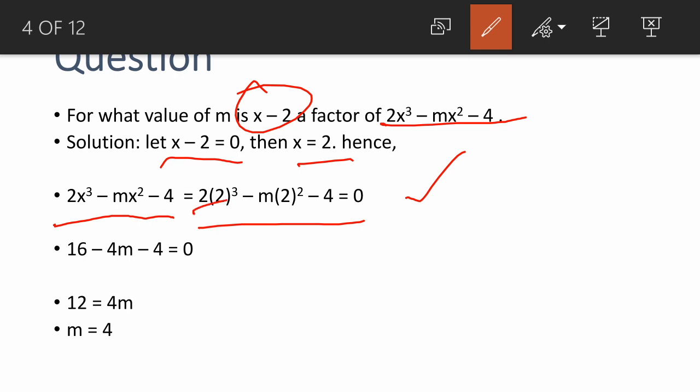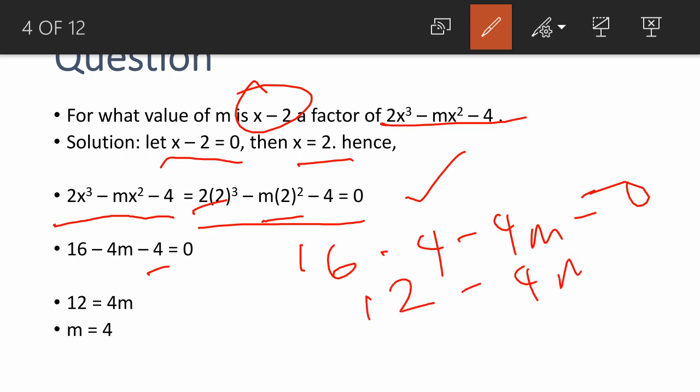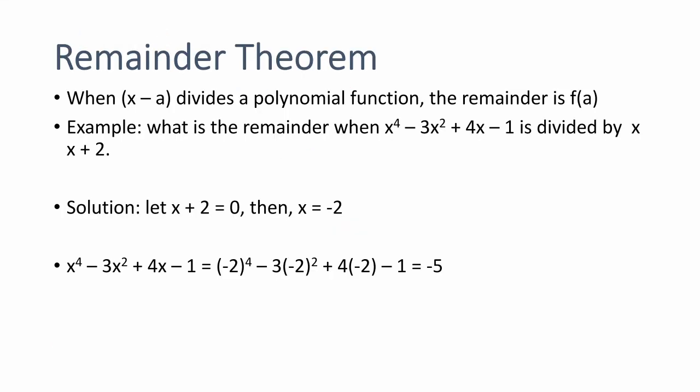Okay, so 2 times 2 cubed is 16. 2 squared here is 4, so minus 4m. Then we have our minus 4 here, equal to 0. So you have 16 minus 4 minus 4m is equal to 0. 16 minus 4 is 12. 12 minus 4m is 0. So that means 4m is now equal to 12. So that's how we got m to be 3. Okay, I believe that is clear.